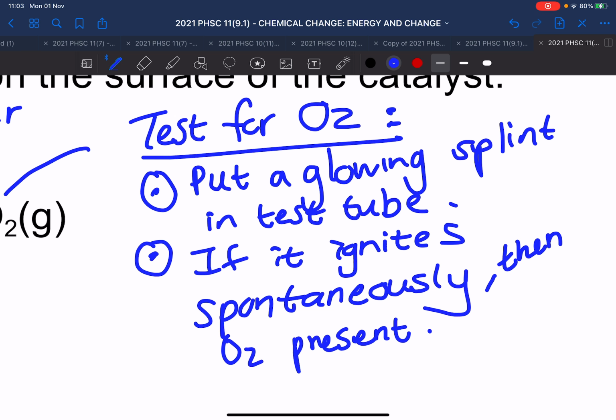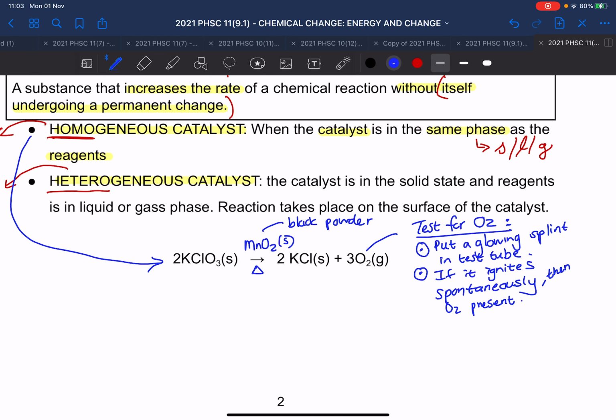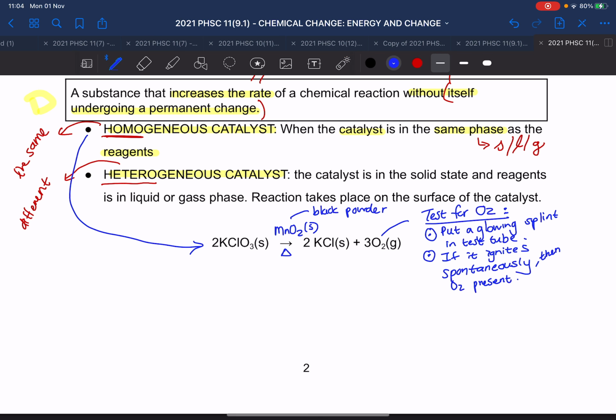Okay, gone. So that is an example of a homogeneous catalyst, because this is in the solid phase and this is in a solid phase. Same phase, homogeneous catalyst. An example of a heterogeneous catalyst is when you have an exhaust.